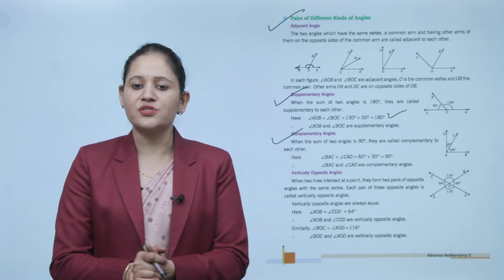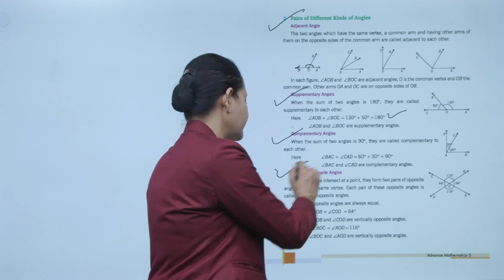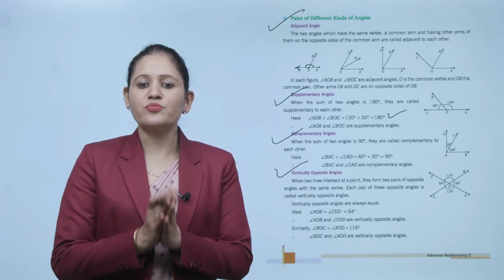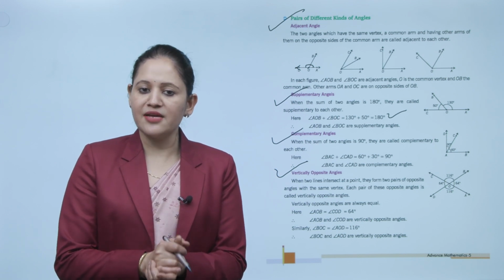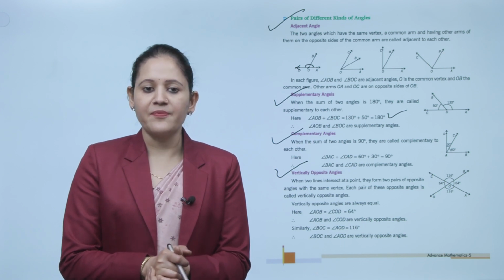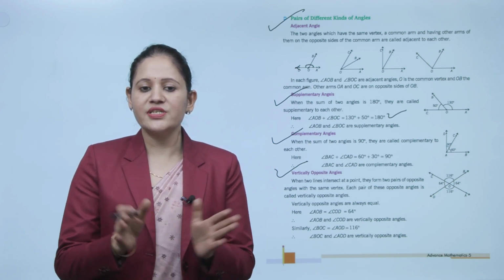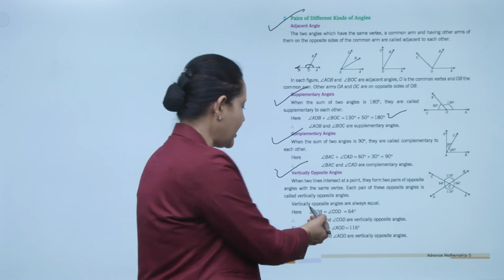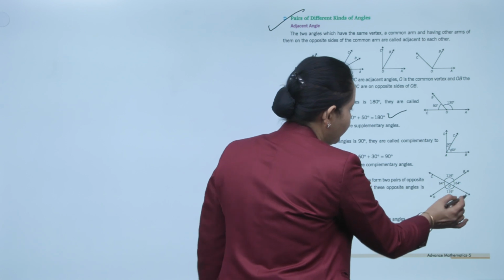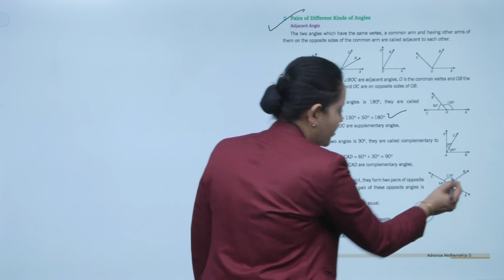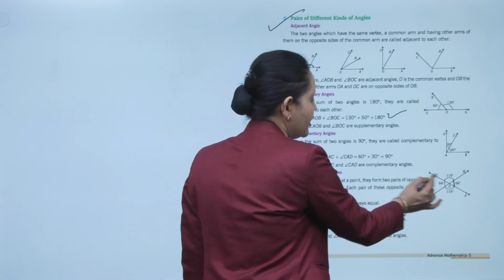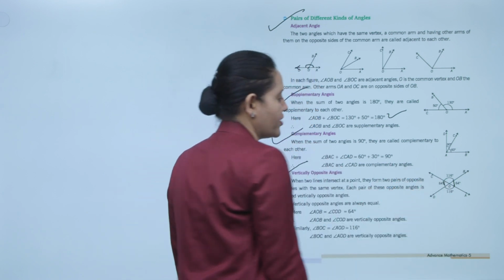Next is vertically opposite angles. When two lines intersect at a point, they form two pairs of opposite angles with the same vertex. Each pair of these opposite angles are called vertically opposite angles. Vertically opposite angles are always equal. Like angle AOB and angle COD. Like here, angle AOB, this one, that is 64 degree. The vertically opposite angle of this, angle COD, is also 64 degree.